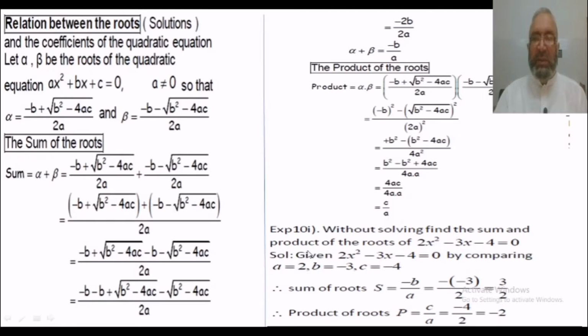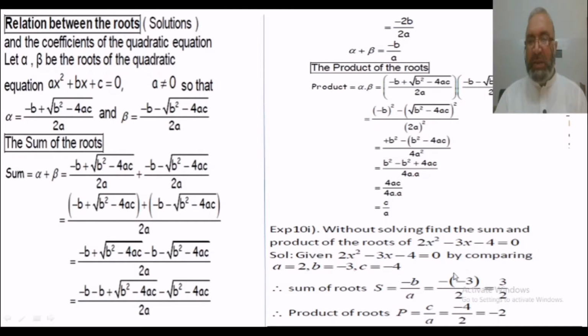So for example number 10, part first: without solving, find the sum and product of the roots of this quadratic equation. First of all, comparing this quadratic equation with the standard form of a quadratic equation to get the values of a, b, c. So here a is equal to 2, the coefficient of x square, b is minus 3, and c is equal to minus 4. Now the sum of the roots, denoted by s, is equal to minus b by a.